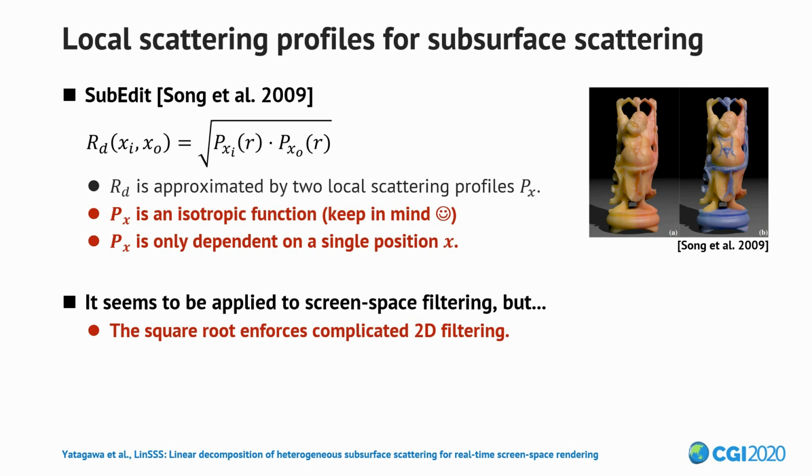Since the local scattering profile is individually assigned to each surface position, it can be manipulated individually as well during the material editing. This model seems to be used in the screen space filtering, but different from the separable Gaussian functions, the square root in the formula prohibits the separation of the diffuse reflectance profile into computationally cheaper 1D convolution passes. Therefore, it is still a challenging problem to achieve as high performance as the state-of-the-art methods for homogeneous materials, even by using the sub-edit representation.